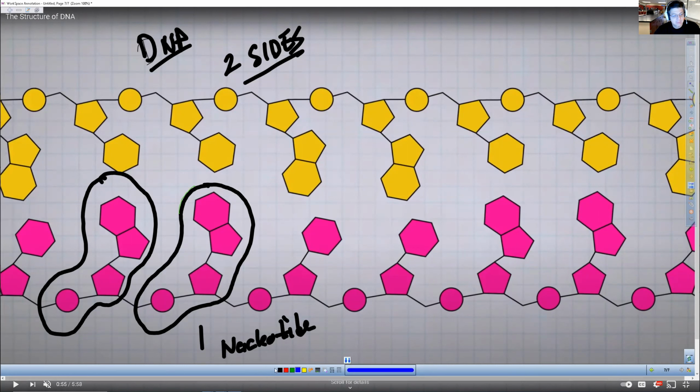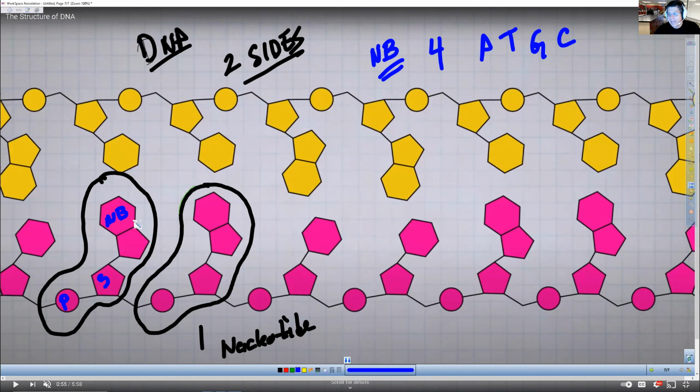How are they connected? Well, first of all, let's talk about the parts. What do you think this circle is? The phosphate group. Good. And how about this one? 5 carbon sugar. Very good. And then this one right here? Nitrogenous base. Very good. Now remember, in DNA there are going to be 4 different nitrogenous bases: adenine, thymine, guanine, and cytosine. Right now, we don't know which ones these are because we can't see the atoms.